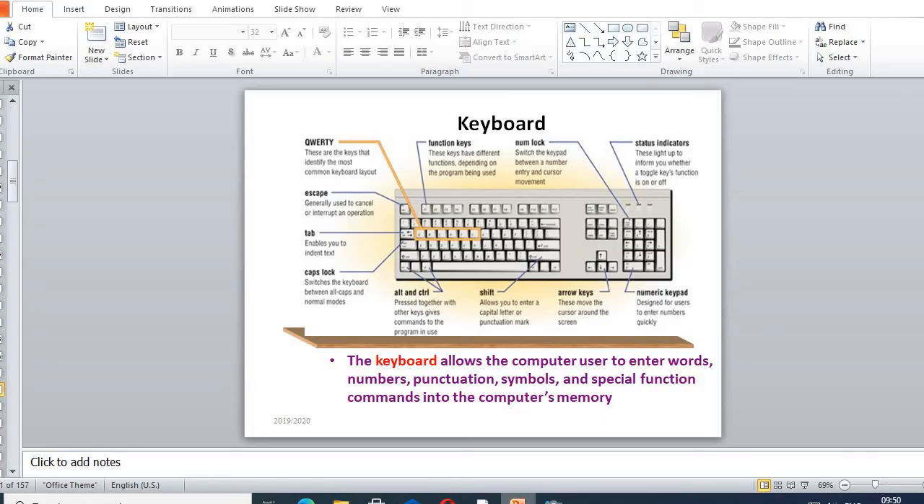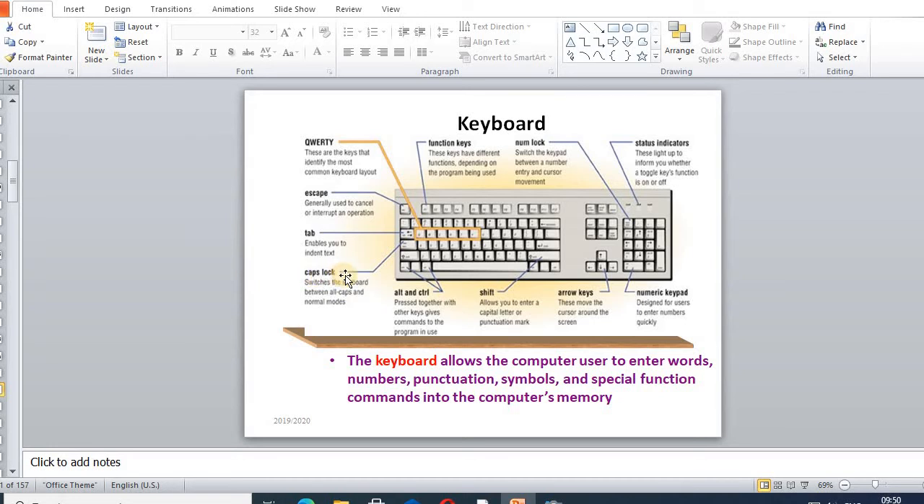Then we have the escape button. That one, I believe you guys know that. Tab will assist you to move the cursor to the next field. Are you getting that? It can even assist you to move to another part altogether. So that is it.